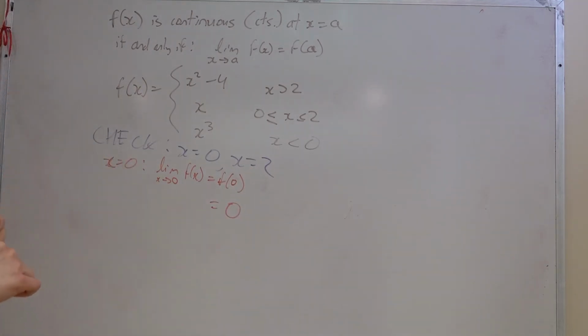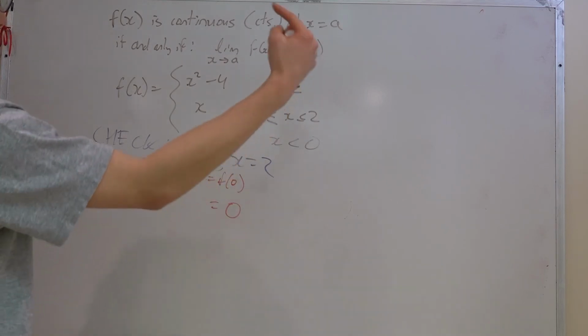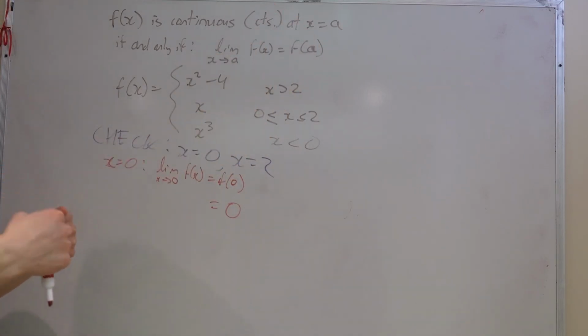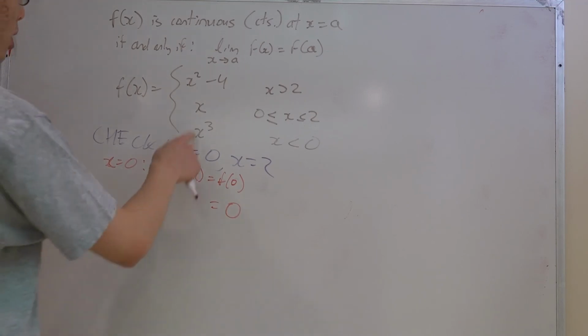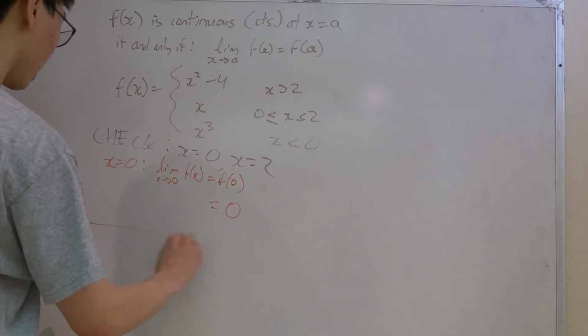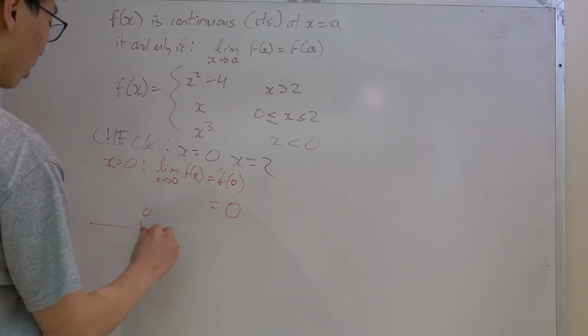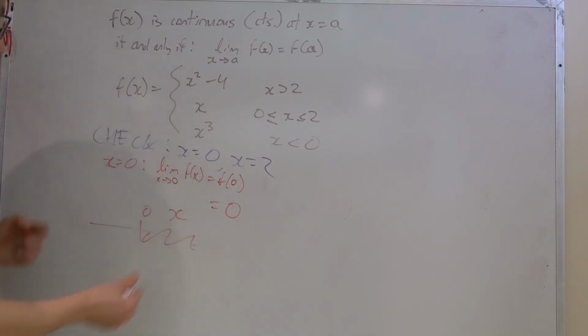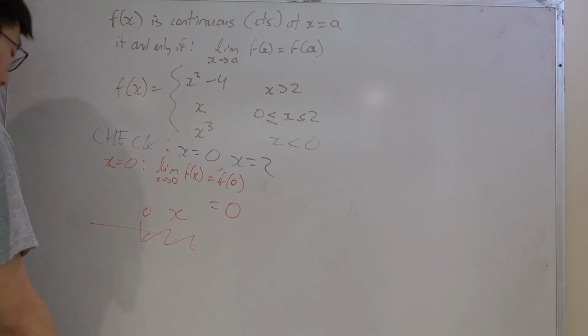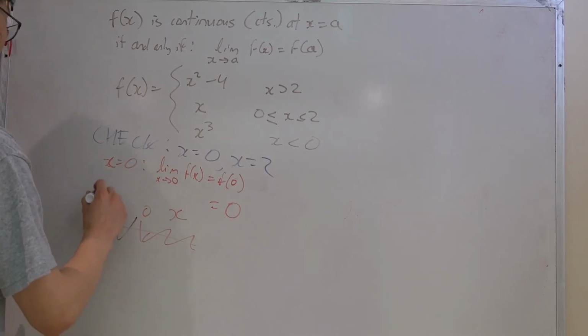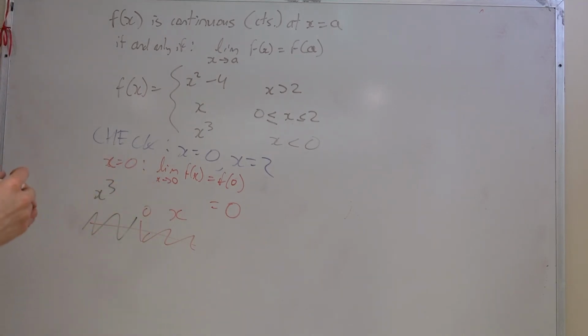So our next problem is, what is the limit as x approaches 0 of f of x? Now, remember, for a limit to exist, the two sides must agree. Let's just check whether this limit exists. To the right of 0, this whole region is the function x. And to the left of 0, this whole function is the function x cubed. And we need to check that x cubed and x agree as they approach 0.